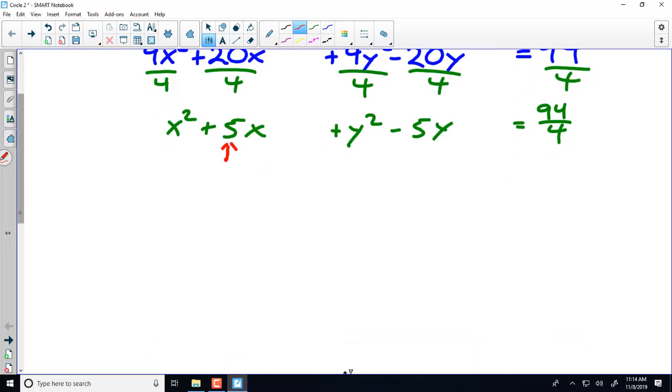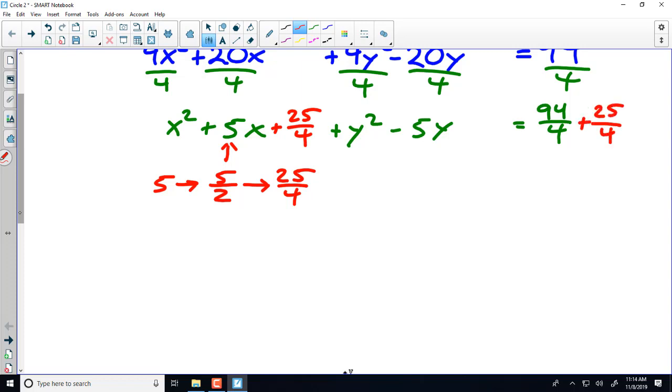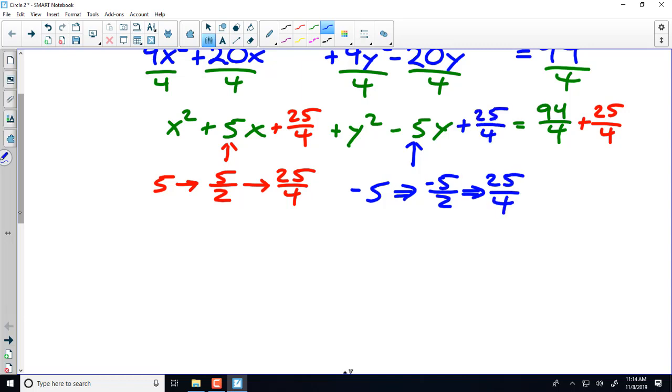So I need 5. Half of 5 is 5 halves. And 5 halves squared is 25 fourths. So I'm going to add 25 fourths to both sides. Okay, and then, let's do blue here. Negative 5, half of that is going to be negative 5 halves, and squared is going to be 25 fourths again. 25 fourths plus 25 fourths.